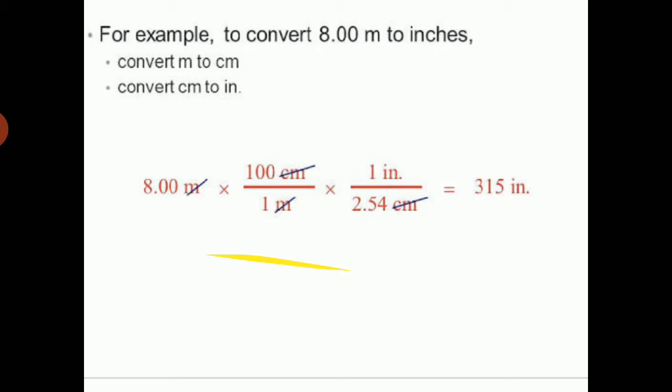Next, if we take another example, to convert 8 meters to inches, we have to multiply the number by 100 centimeters, or divide by 1 meter, or multiply by 1 inch, the same number. So we have the answer like 315 inches.